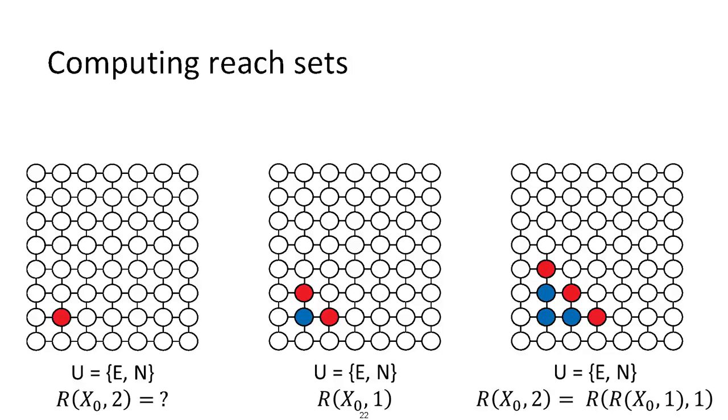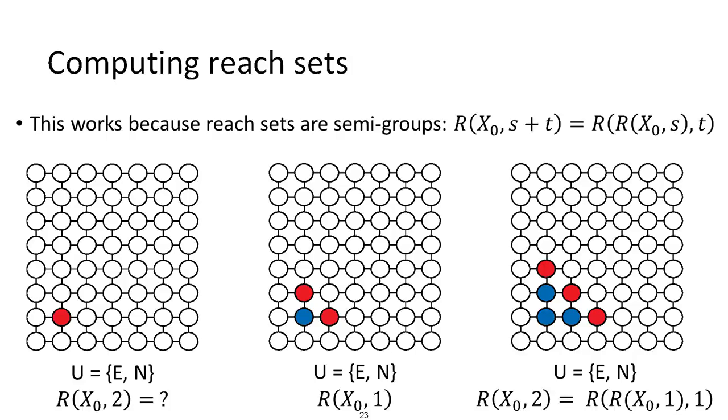Okay, and the reason why this works is because reach sets are semigroups, and semigroups satisfy this equality. So we can not just break it up into single time steps, we can break it up into any two times, S and T.